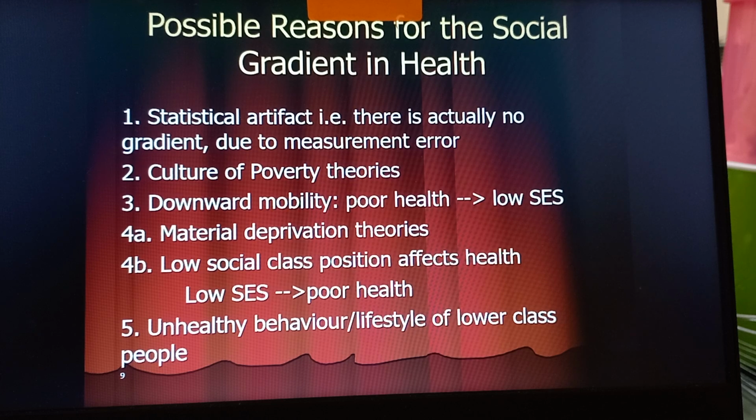countries have reasonably high quality statistics, the association is always present. So it is not a statistical artifact.